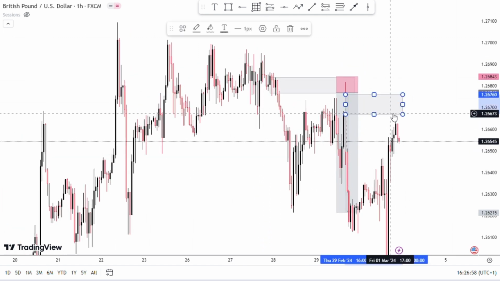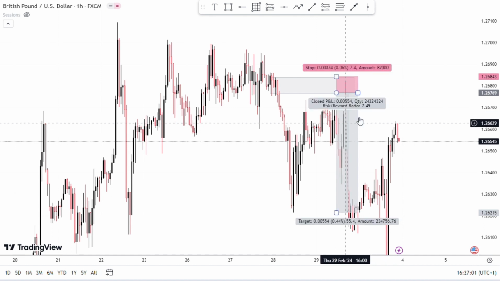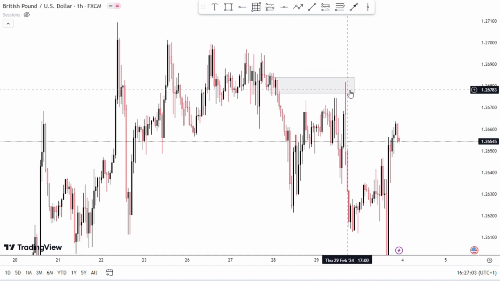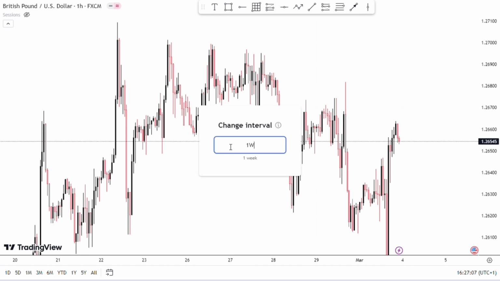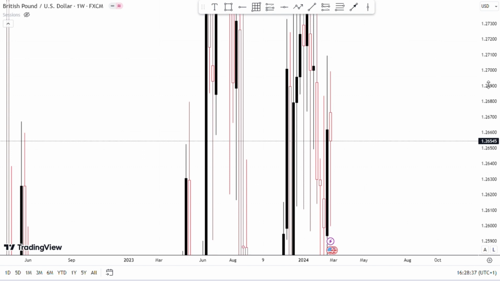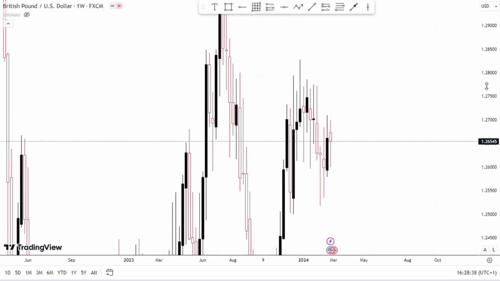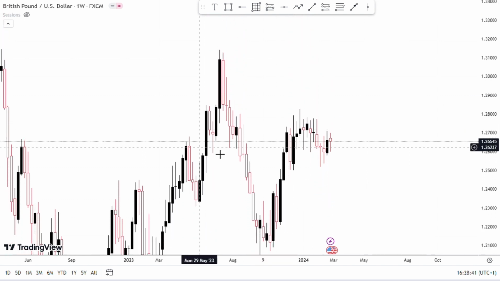So let me just delete all this. Let me delete my previous swing trade, and then look at what we should be expecting. I would like us to go to the weekly time frame. You should start analyzing from the weekly time frame. If you check our weekly time frame right now, you're going to see a lot of information, and it's very clear.